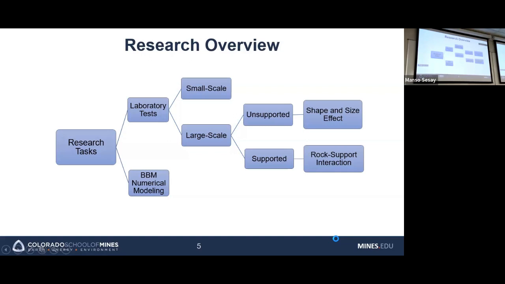Also, in terms of monitoring, we used distributed fiber optic sensors in the rock bolt as well as directly in the specimens. And apart from that, we also used the 3D DIC technique to capture the surface deformations.